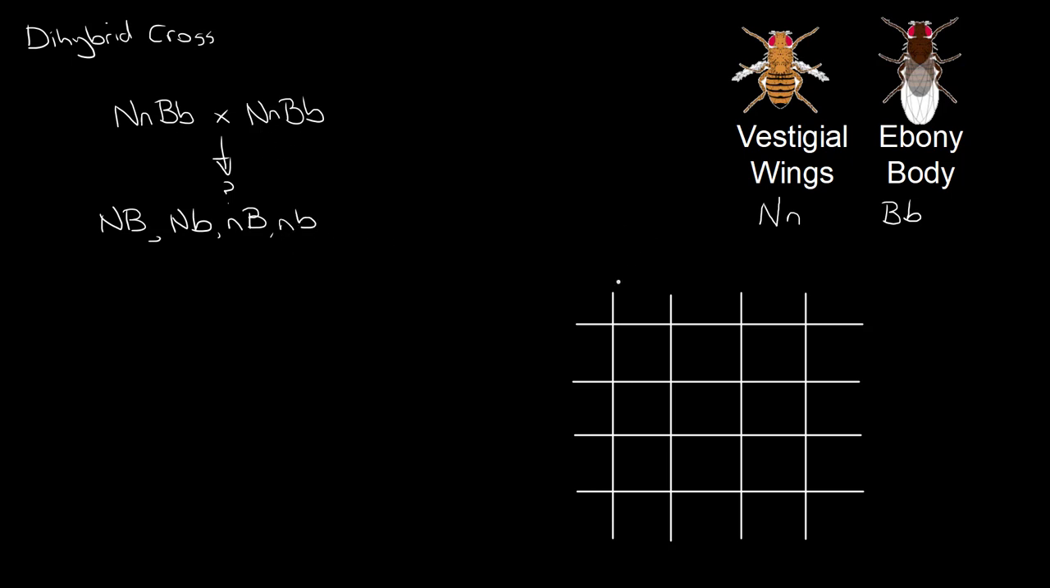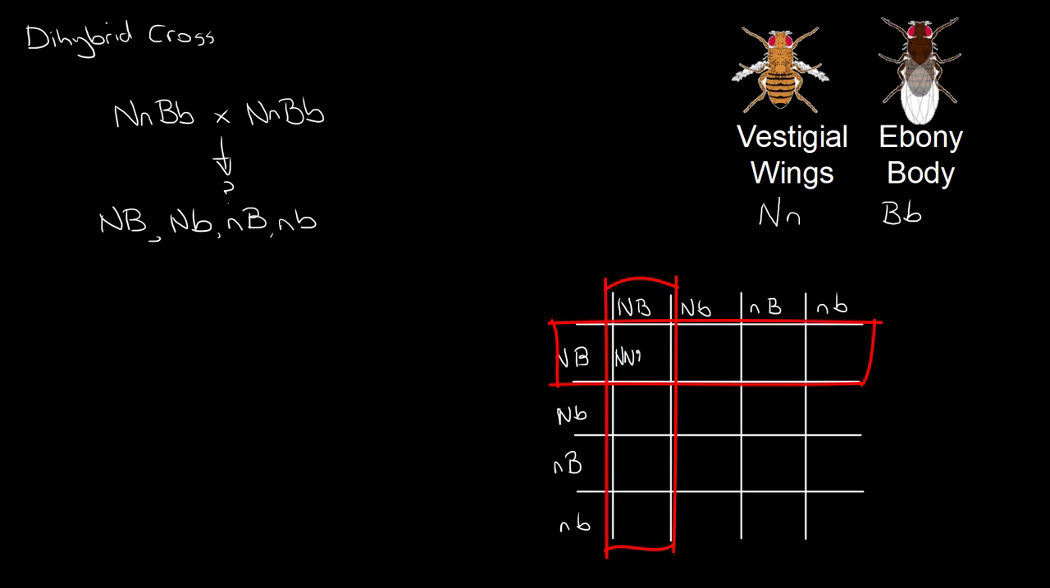And the female can do the same. So the male can give a big N, big B, a big N, little b, a little n, big B, and a little n, little b. And the female can give the same: big N, big B, big N, little b, little n, big B, little n, little b. And then, as we have before, we combine rows and columns. So the first column, the first row, gives us big N, big N, big B, big B, and we then continue to fill in the rest.